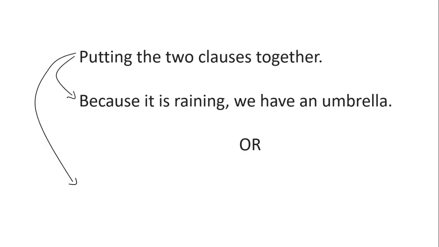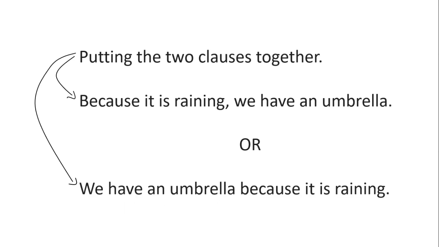We can write both these sentences in another way. We have an umbrella because it is raining. The first part of the sentence, we have an umbrella, is an independent clause, but the remaining part, because it is raining, is a subordinate clause.